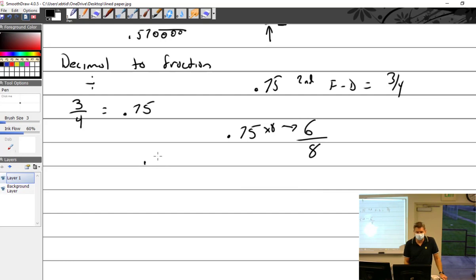So 0.125, and I want that in 16ths. Because you know it's 1/8. So multiply that by 16. I should get what, 2? 2/16. All right. Does that ever come in useful? Yeah, it really does when you're working with rivets, especially.